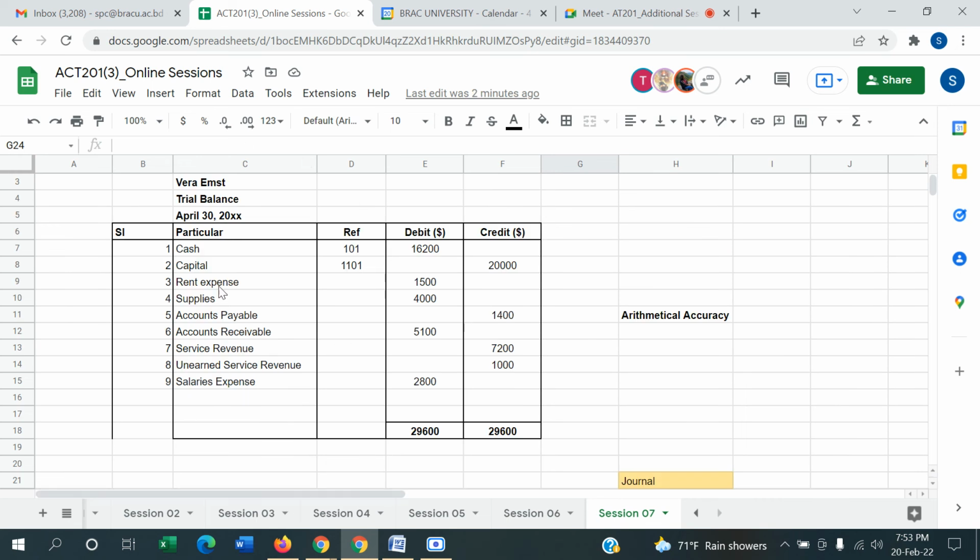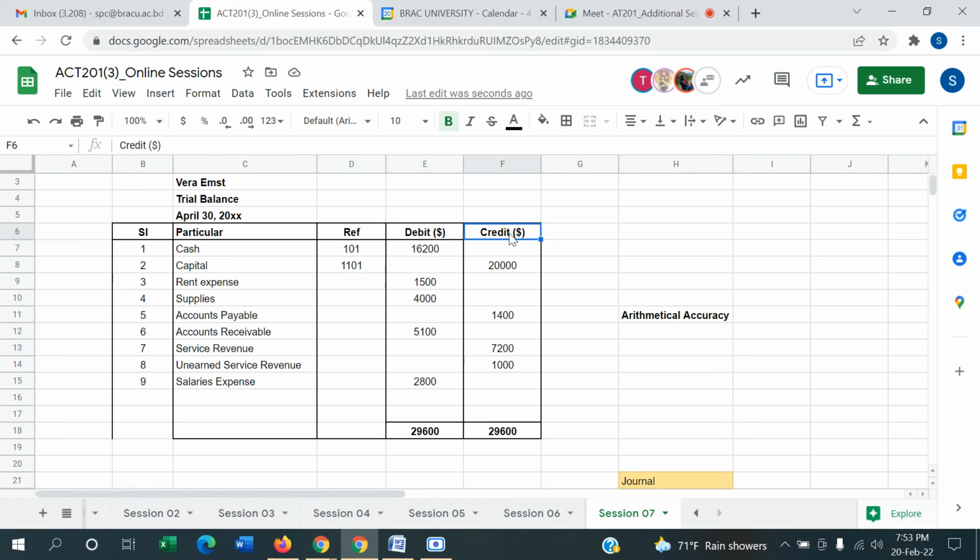This is the format of the trial balance. We need to show the serial, how many accounts we are recording or transferring or have created. Then the particulars: what are the accounts we have created in the ledgers. We will mention all the account names here. This is the reference number of the ledgers we have seen in our previous session.